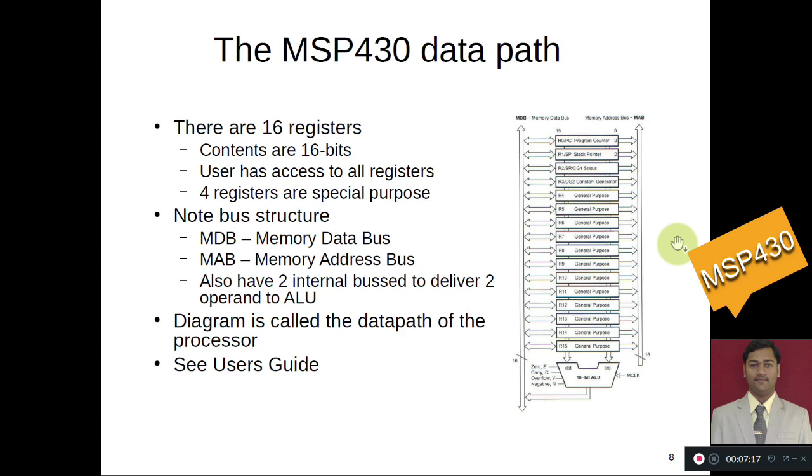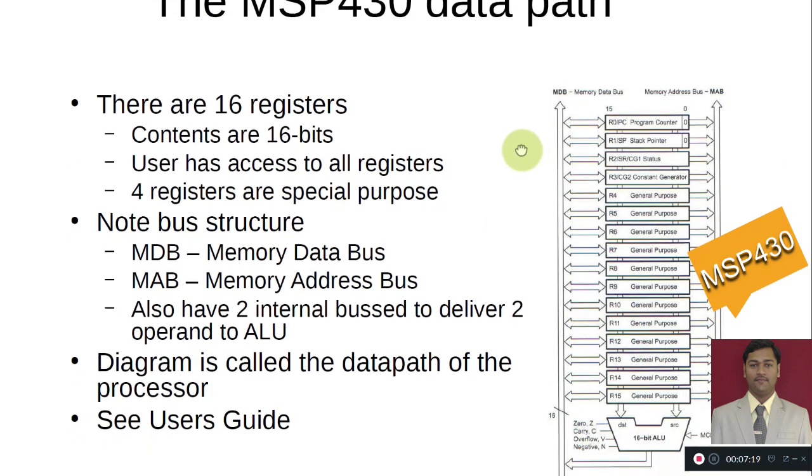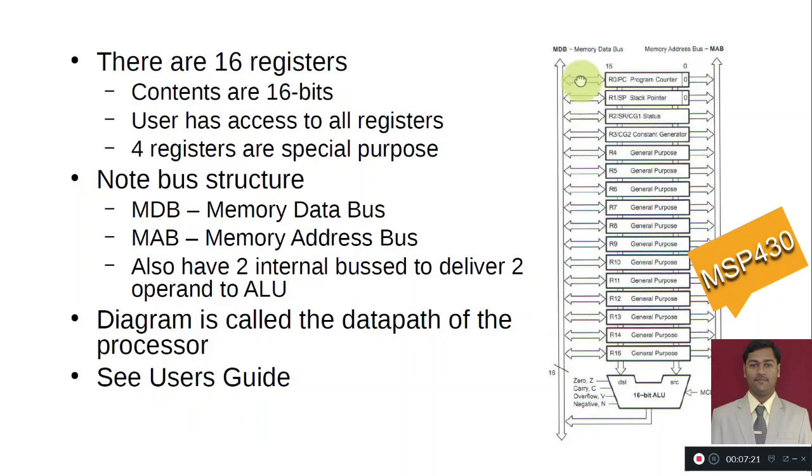We can go through this same structure by zooming the design. As we can find here, there is a 16-bit arithmetic and logical unit at the bottom side. It has two inputs and one output. One input is destination and another input is source, and there are various general purpose registers.